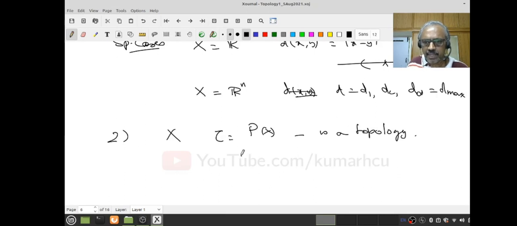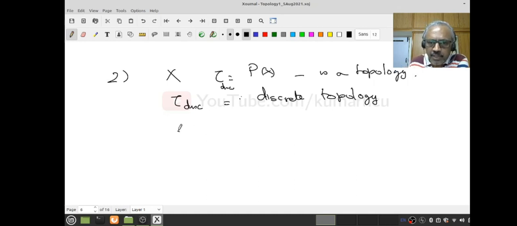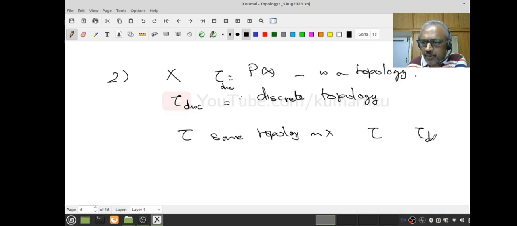Are you sure? And this is okay. This topology is called the discrete topology. Okay, so let me write it as tau disc. Tau disc is discrete. This is the discrete topology. Now suppose tau is some topology on X. What is the relation between tau and tau disc? Remember, tau is always contained in the power set P of X, but tau disc is equal to P of X. Therefore, any topology is a subset of the discrete topology. You understand that?